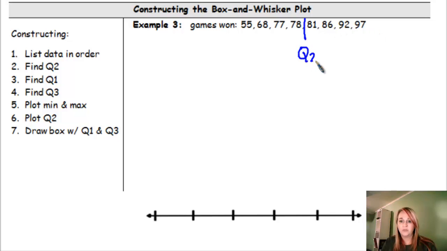So right here is our Q2. It's between 78 and 81. So we'll add those together and divide by 2. And we get 79.5. That's our Q2.